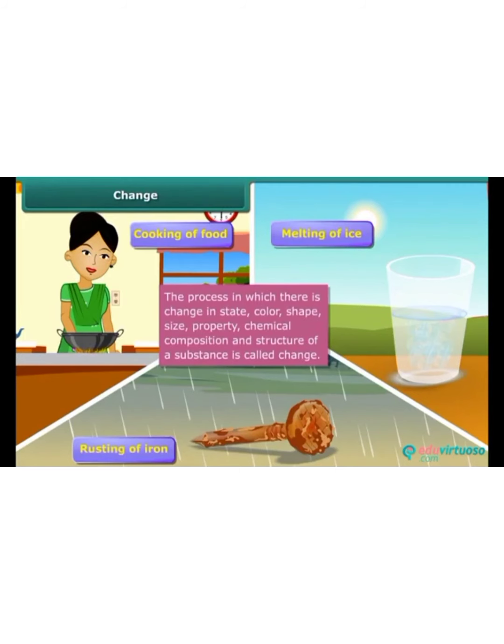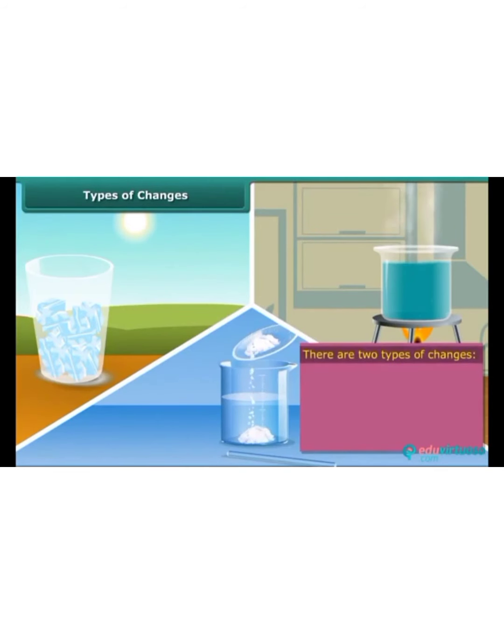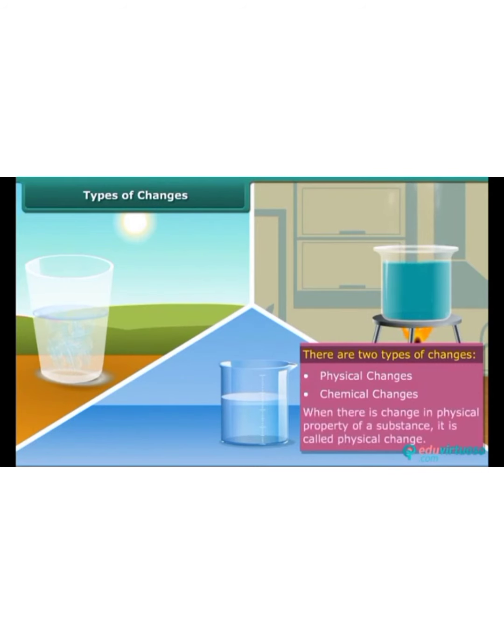The process in which there is a change in the state, color, shape, size, property, chemical composition, and the structure is called a change. There are two types of changes. The first one is the physical change and the second one is the chemical change. What is meant by physical change? The change where there is a change in the physical property of the substance is called a physical change.